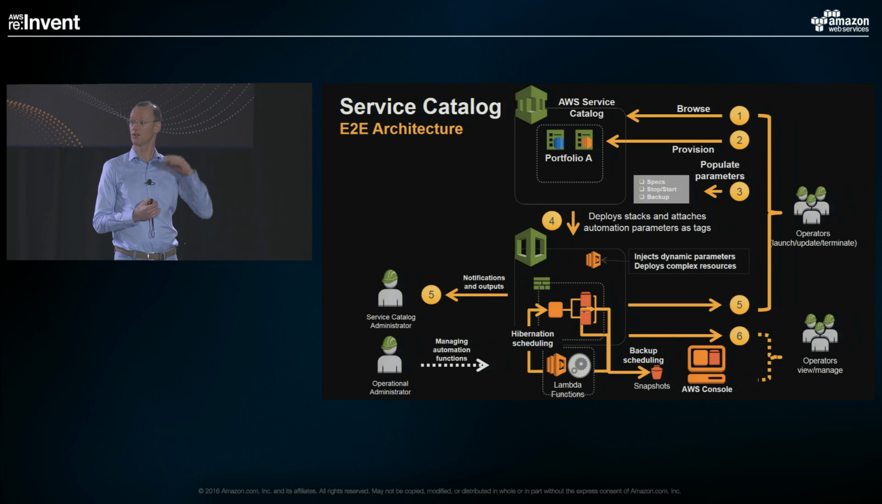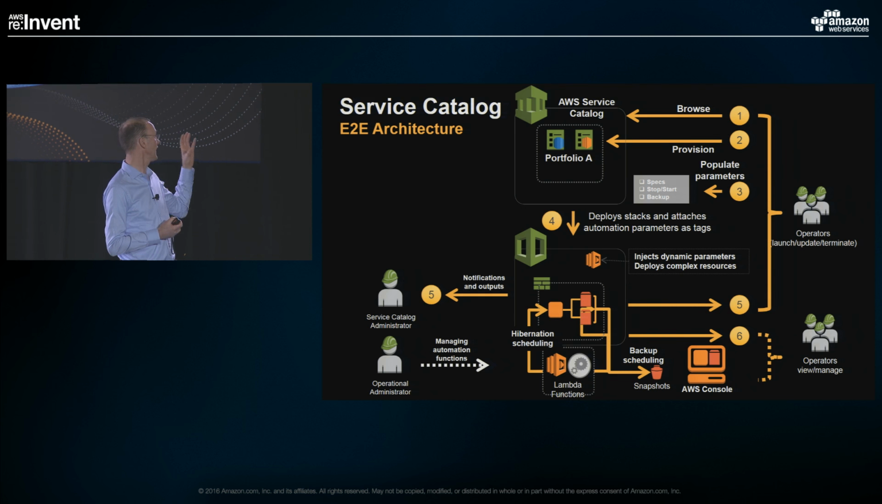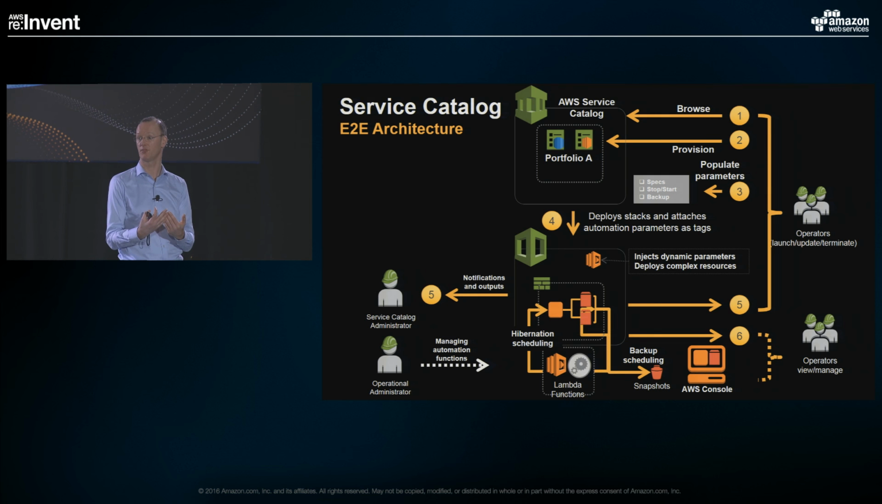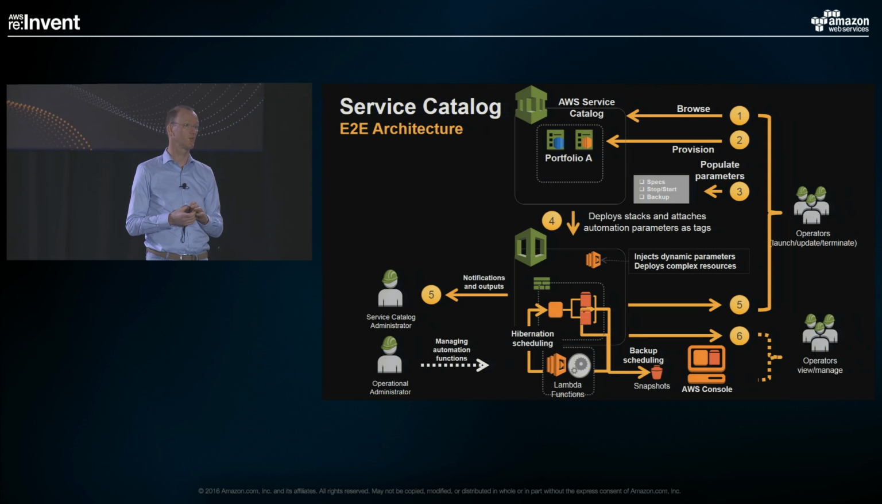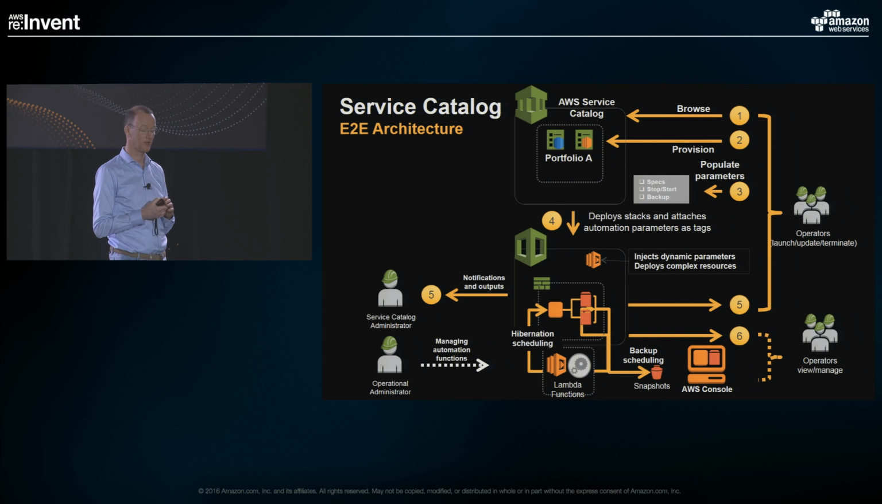So again, combining Scott's slides, we've got Becky coming in at the beginning. She launches Service Catalog, and she browses the products. During the provisioning process, she populates the parameters that we made available to her, and now the product is being launched. There's one important point I'd like to highlight here as well, which is you've got the ability to use some dynamic parameters within your Service Catalog.